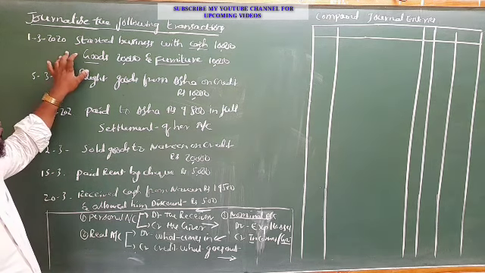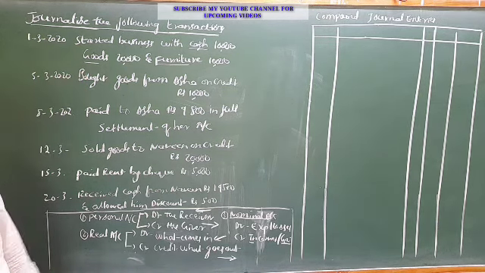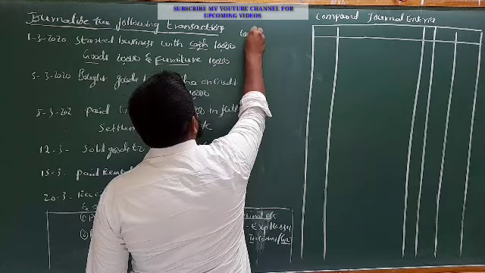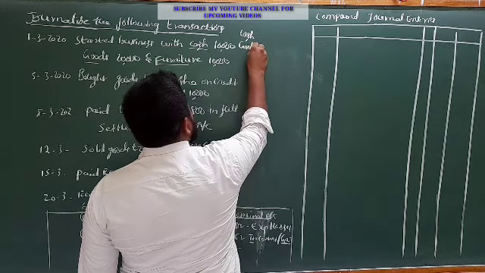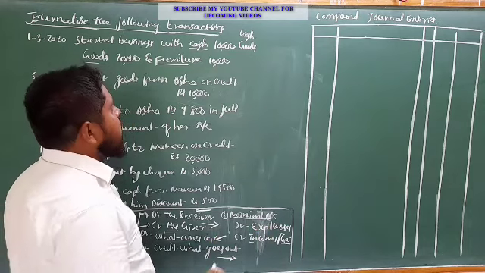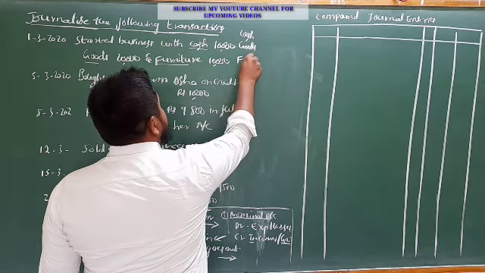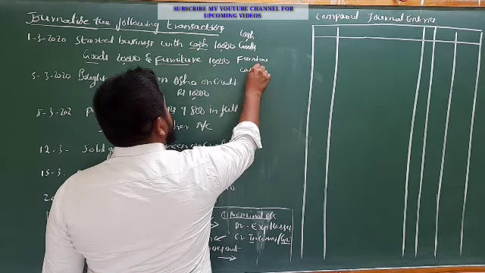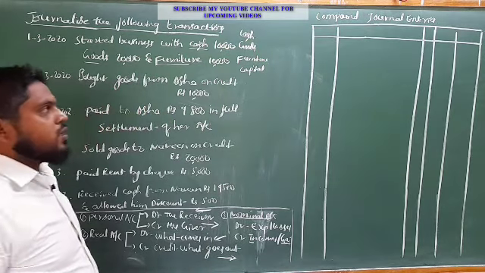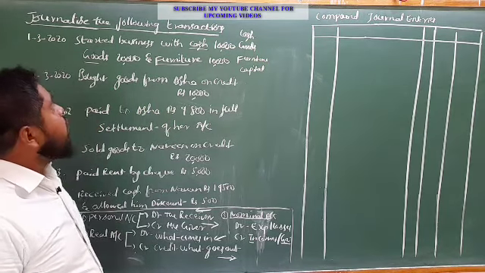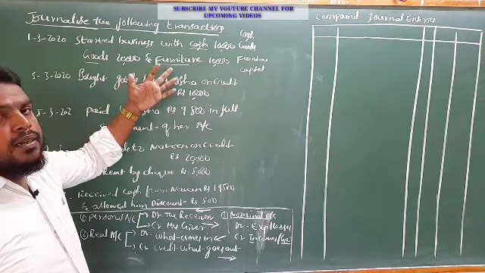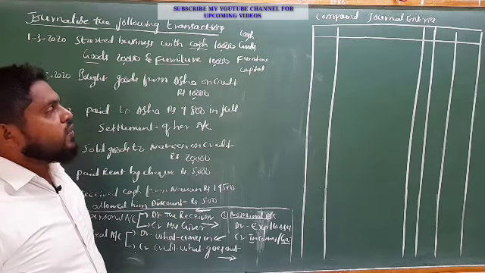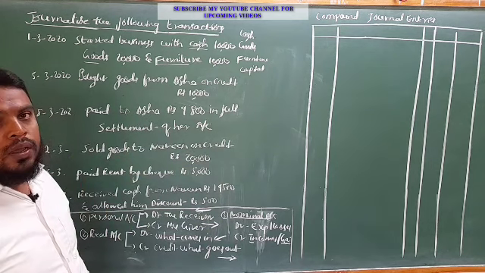So in this transaction, there are four accounts involved. First, cash, goods, which we can say is stock here, next, furniture, next, capital. So this is the first and compulsory entry for any business. Started business with cash, goods and furniture. So in this transaction, four accounts are involved.